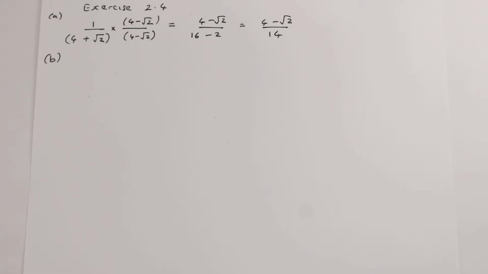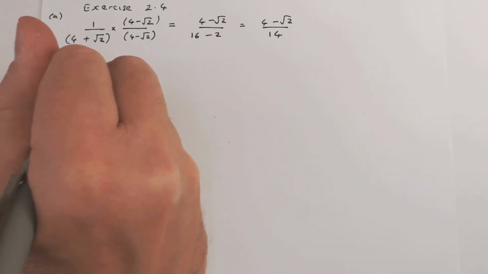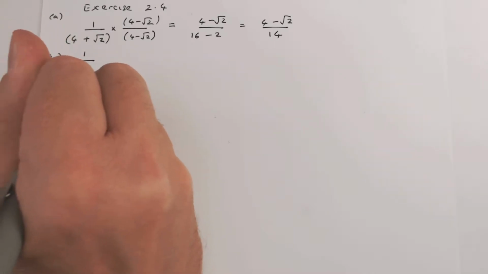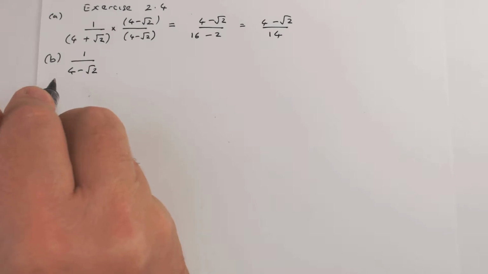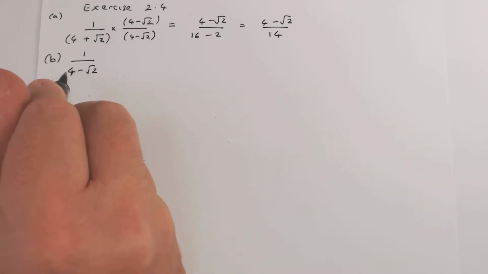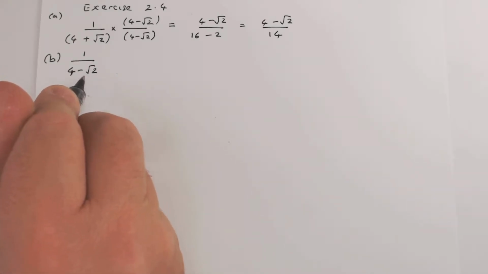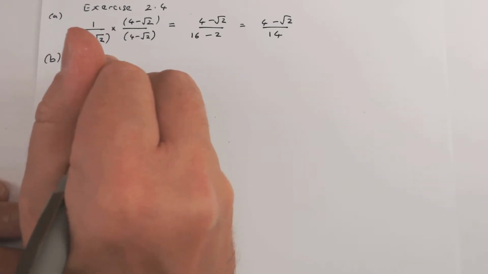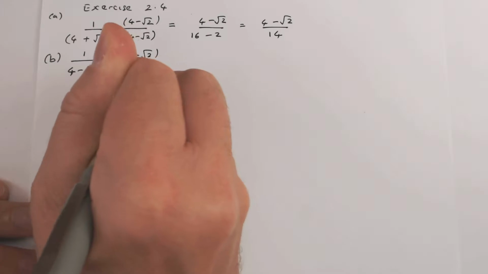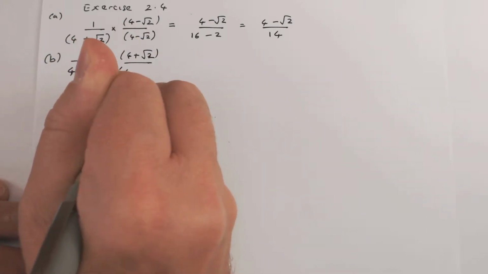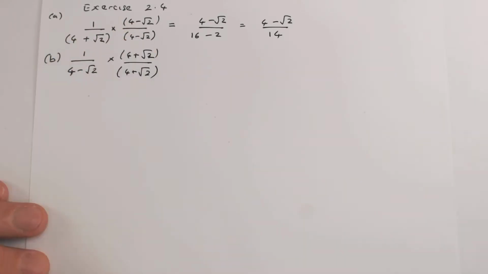Okay, so for part B, I've got the same thing except with a different sign. So 4 minus root 2. In this case, because this is going to be a minus, I want to multiply it by 4 plus root 2, 4 plus root 2, top and bottom.